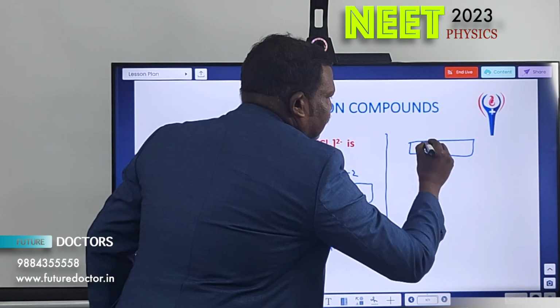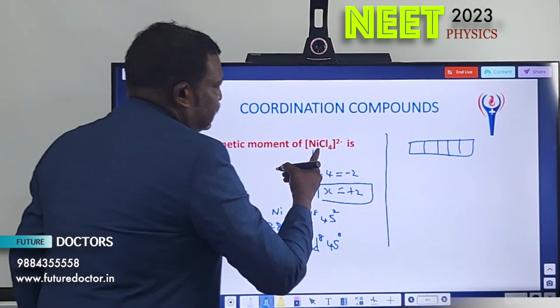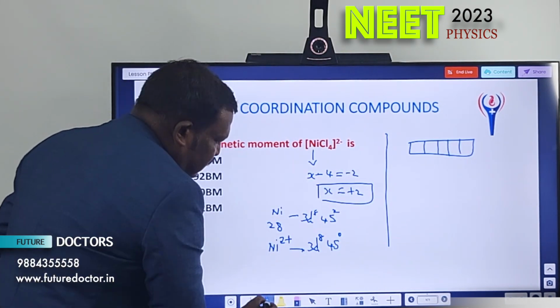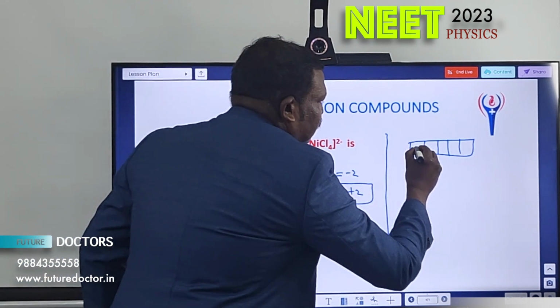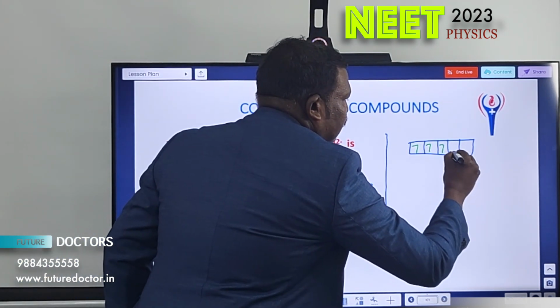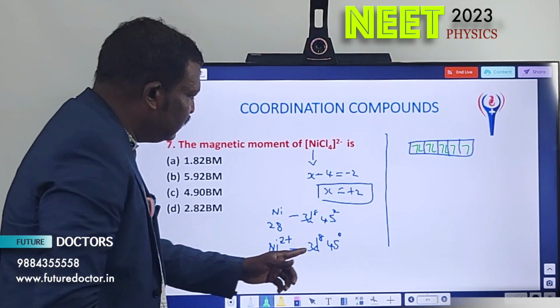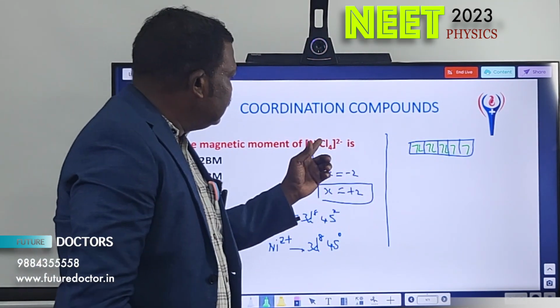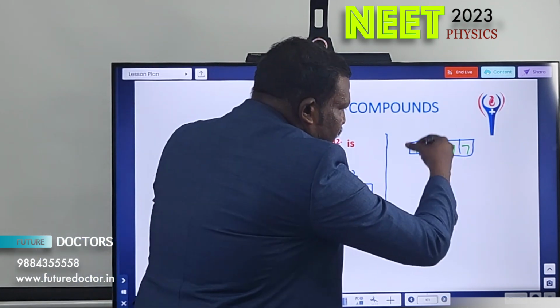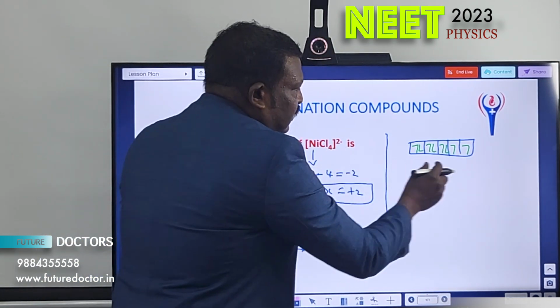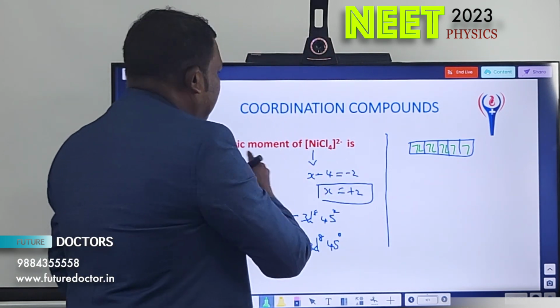Here it's a weak ligand, so it will not force the electrons to pair. So 3d8, you just write as it is: 1, 2, 3, 4, 5, 6, 7, 8. Correct or not? If you have a strong ligand, it will force the unpaired electrons to pair up, but it's a weak ligand, so we keep it as it is. Now, what is the magnetic moment?